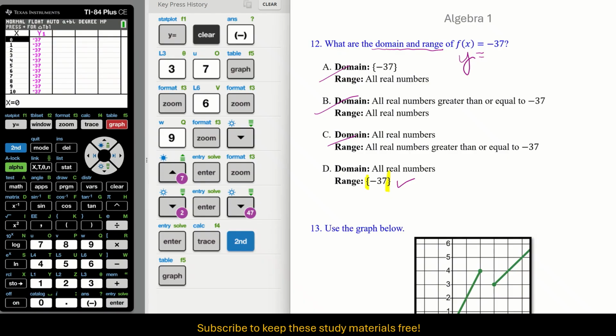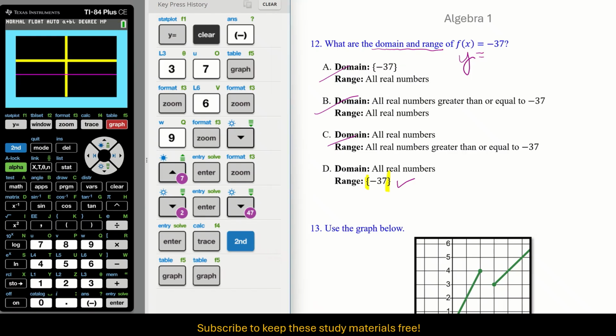Now, we can verify all real numbers for the domain by the graph, actually. We could change the table, and if you look back at where we used a TI-30, we just made sure that our table would go in different steps, and we know it does. And our graph shows all real numbers for the domain. It is an infinite horizontal line, which verifies the domain of all real numbers. So we could do it visually with the TI-84. We don't need to manipulate the table. Okay.